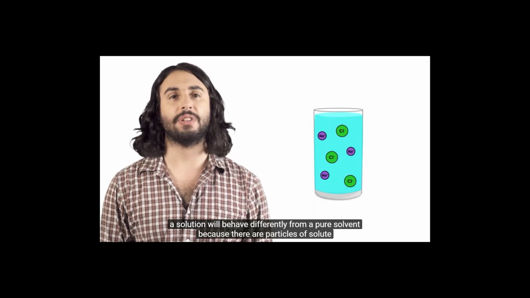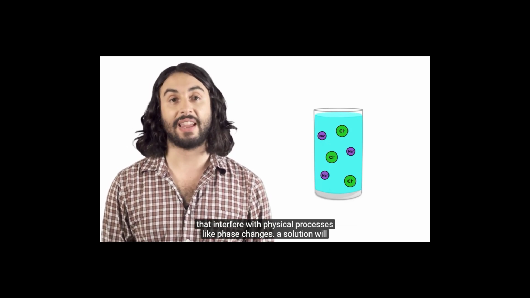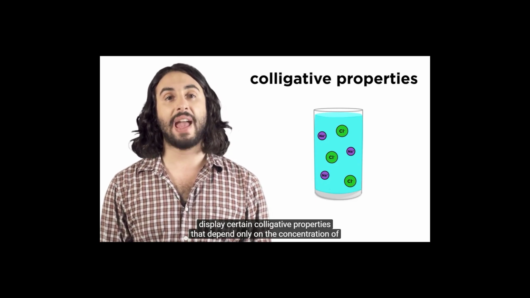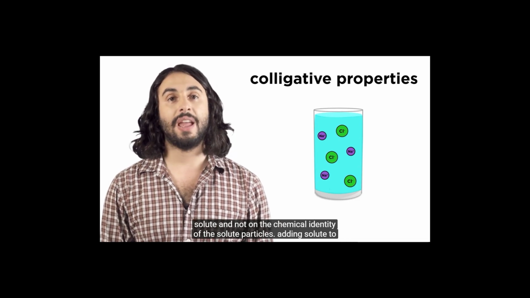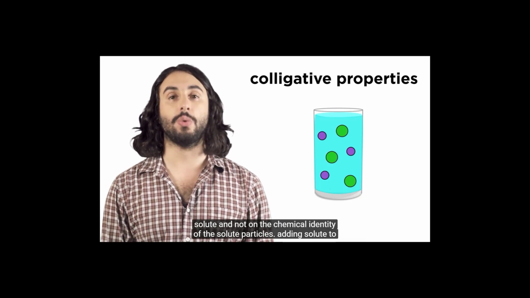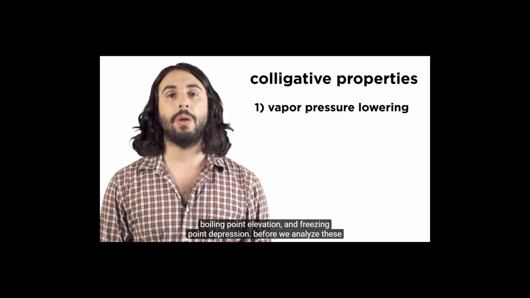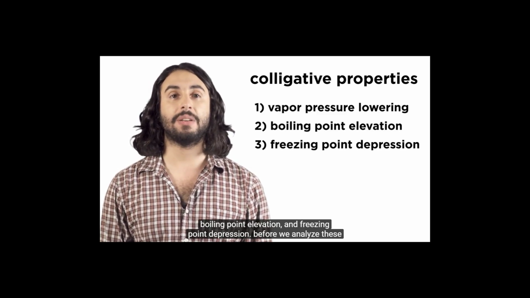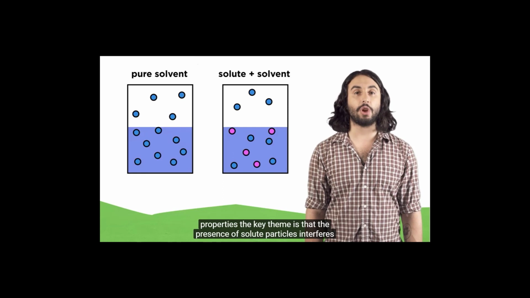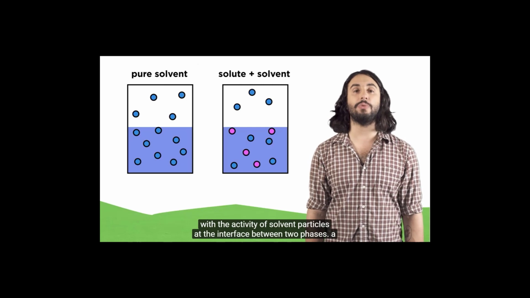A solution will behave differently from a pure solvent because there are particles of solute that interfere with physical processes like phase changes. A solution will display certain colligative properties that depend only on the concentration of solute and not on the chemical identity of the solute particles. Adding solute to a solvent will change things in the following ways: vapor pressure lowering, boiling point elevation, and freezing point depression. When we look at colligative properties, the key theme is that the presence of solute particles interferes with the activity of solvent particles at the interface between two phases.